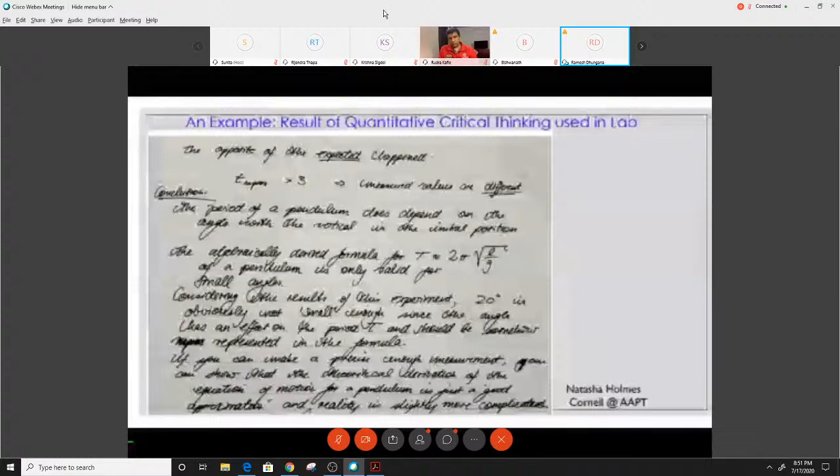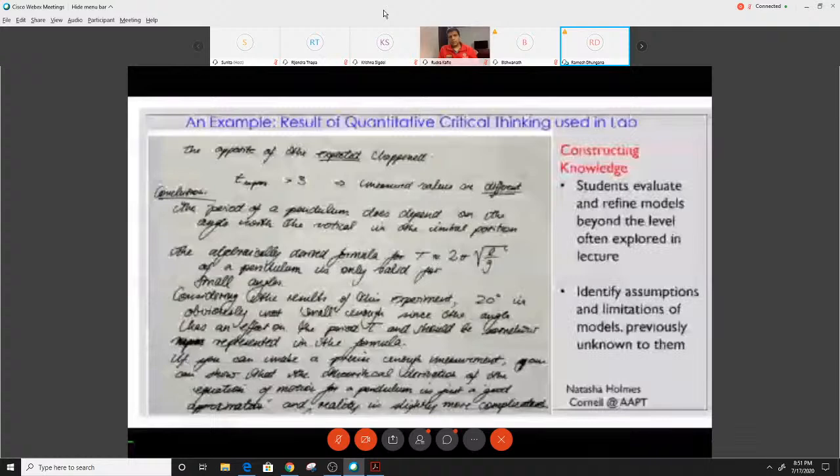So for example, this kind of conclusion they get from the students. They can construct knowledge by refining their result. And then sometimes they can discover a new thing, even with this simple result. So we try to choose labs that from the surface may look obvious, but when you are very careful, you may get some surprising result.